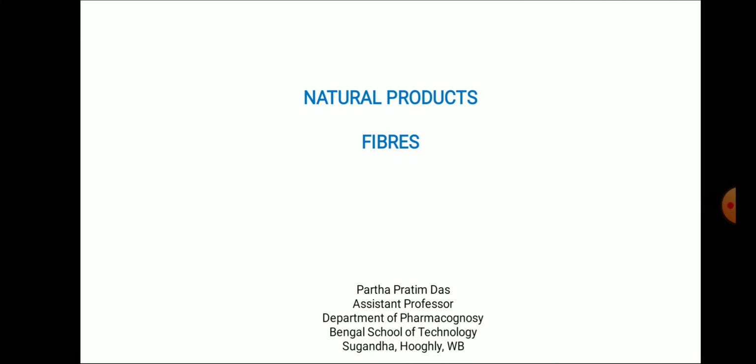Again I repeat, these are synonym or vernacular name of that particular plant, biological source, geographical source, morphological or macroscopical characteristics, microscopical characteristics, chemical constituents, chemical tests and uses. But some natural products we should read in more detail, like preparation, extra features, extraction, isolation, etc. Okay, now starting with cotton.